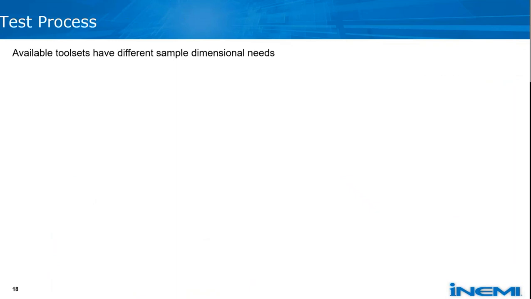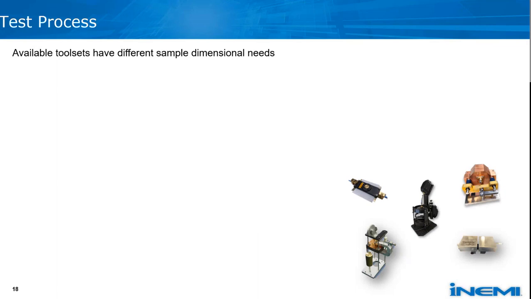So as I mentioned before, we wanted to have a test process to make sure that we weren't fooling ourselves that these were going to be handleable and usable in industry. So each of the available tool sets that are common in industry have different sample dimensional needs. They have a good overlap for the thickness needs, but in terms of XY, there's quite a bit of variability. They all have a minimum constraint on the sample size, so the sample has to be at least a certain size. And in some cases, the tools also have a limitation on the maximum sample size. If the sample is too big, it just won't physically fit in the tool.